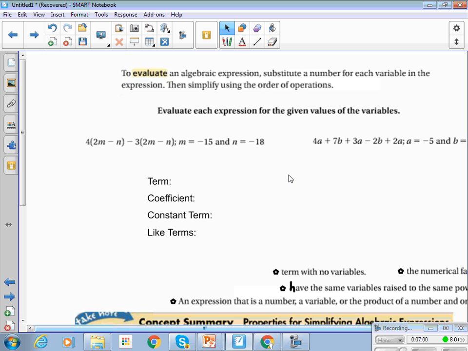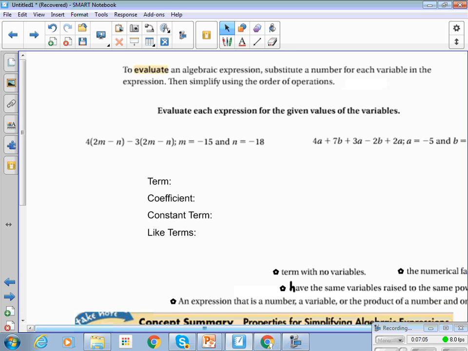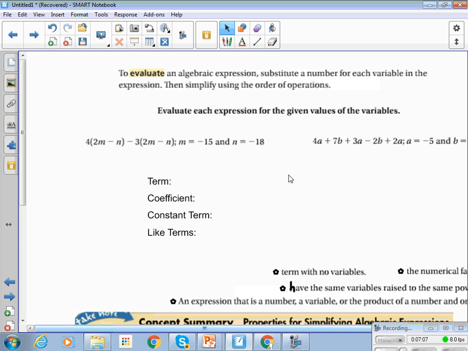All right, I am actually going to have you write this down in your notes. I want you to write down what evaluate means because we're just talking about an algebraic expression. We're going to evaluate an algebraic expression, which means substitute a number for each variable in the expression, and then simplify using order of operations. I actually want you to write this down.